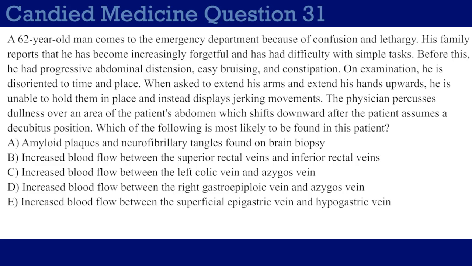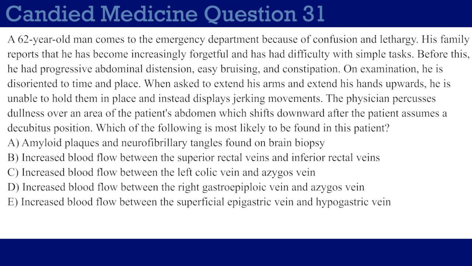A 62-year-old man comes to the emergency department because of confusion and lethargy. His family reports that he has become increasingly forgetful and has had difficulty with simple tasks. Before this, he had progressive abdominal distension, easy bruising, and constipation. On examination, he is disoriented to time and place.